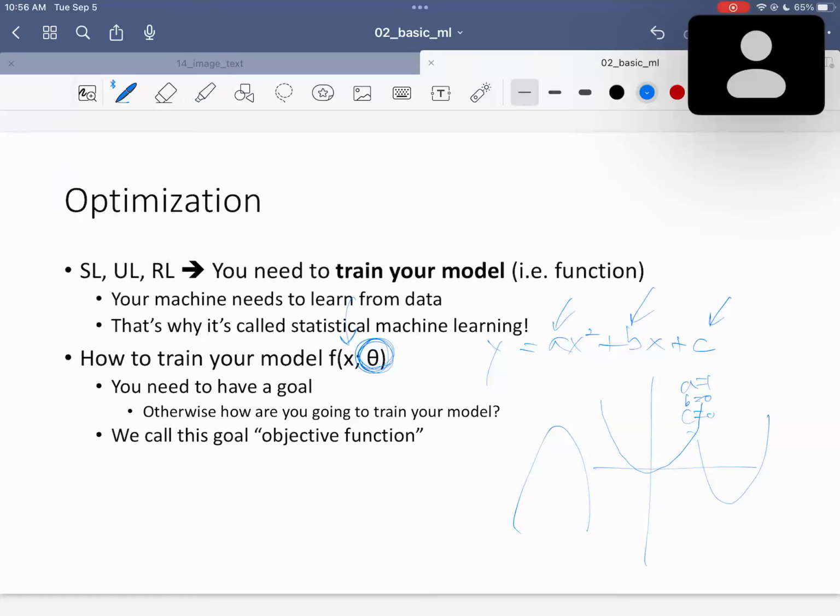You want to have specific values for ABC, and for those specific values you need to have a goal, basically. So objective, and we call it objective function. So out of all the combinations of ABC, out of all the infinite possibilities of ABC, like this, like this, like this, you want to have one function that meets your objective, that satisfies your goal, right? So what would that goal be?